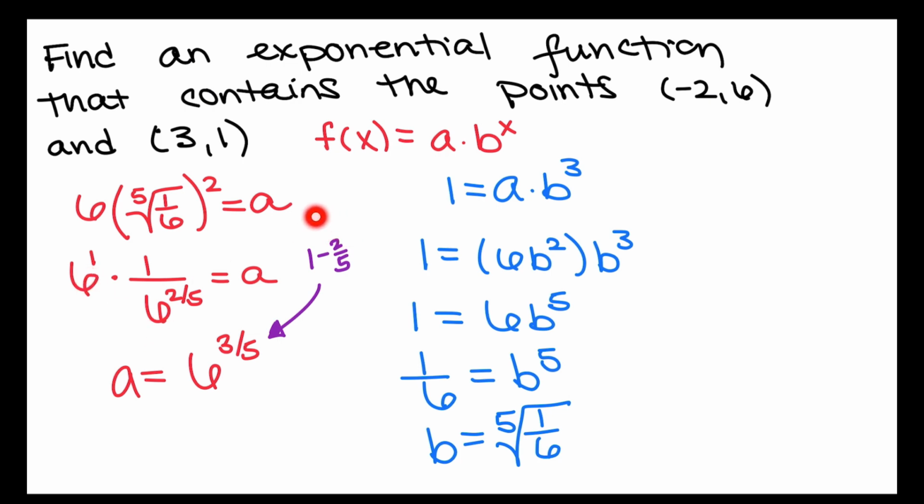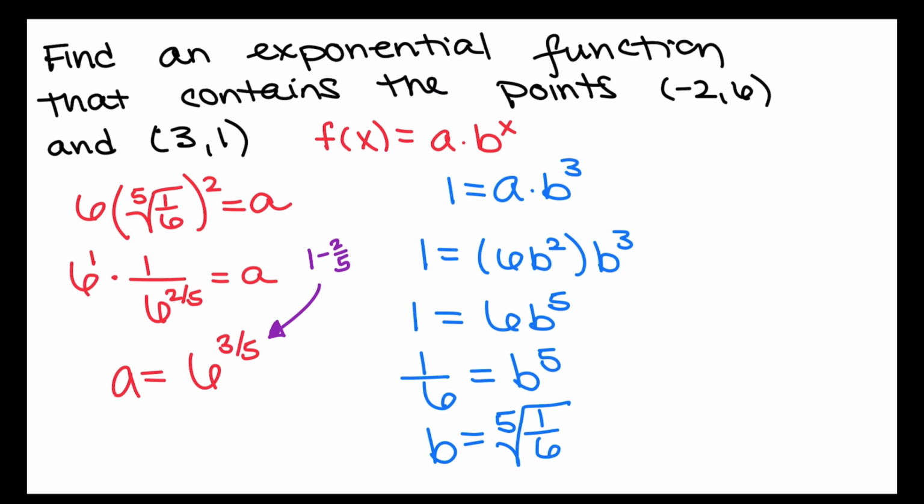When we divide, we can subtract the exponents. 1 minus 2/5 is 3/5. So this simplifies down to a equals 6 to the 3/5. So a little bit cleaner, still not that nice of a number.